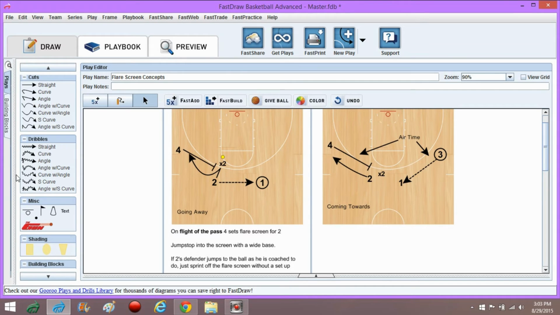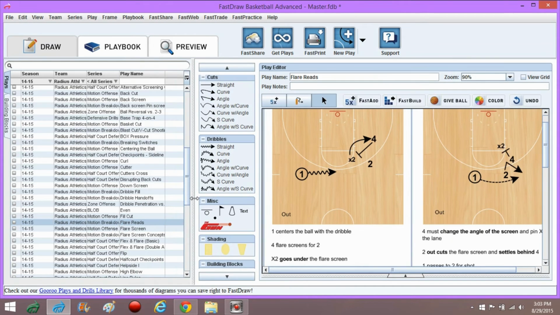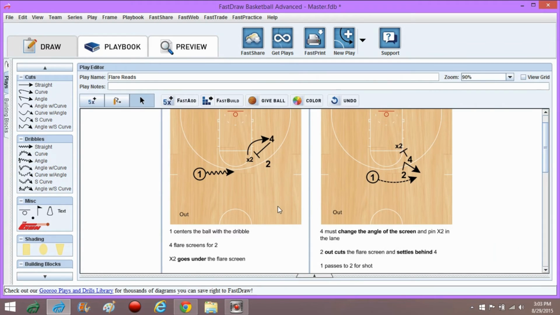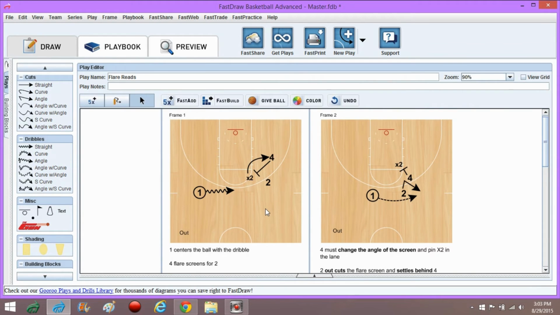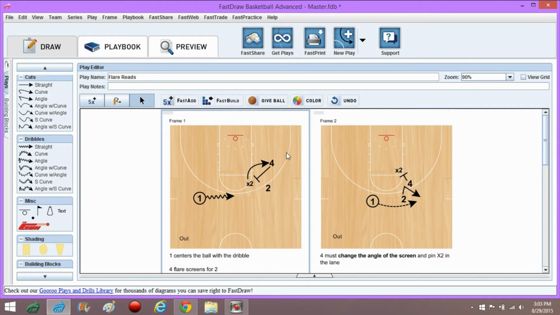Let's talk about flare screen reads. The reads of flare screens are very similar to the reads off of down screens, which we've discussed in prior videos. For example, as 4 moves into position to screen, 1 is bringing the ball to the action, bringing the ball into the hot zone. 2 is coming off the flare screen, and X2, their defender, decides to go under the screen.